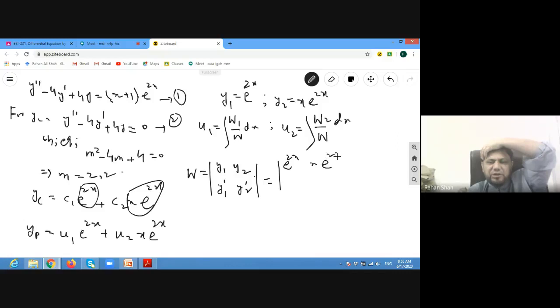What is your Y1 dash? Y1 dash is 2 e power 2x. What is your Y2 dash? This will become e power 2x plus 2x e power 2x. Understood? So this will become e power 4x. If you solve this, you will get e power 4x. Is it okay?